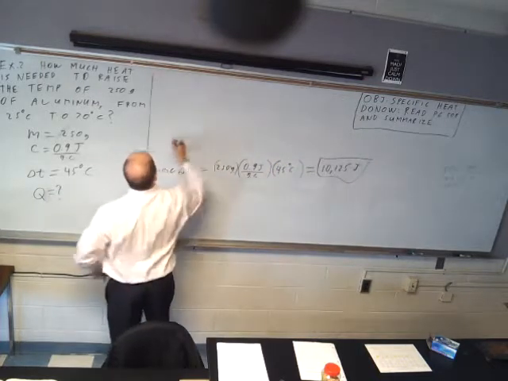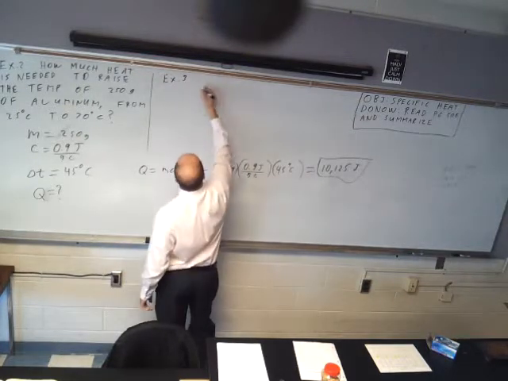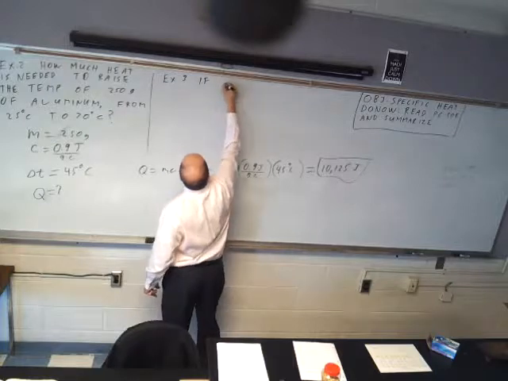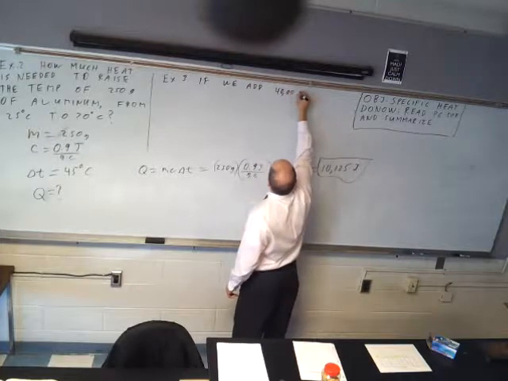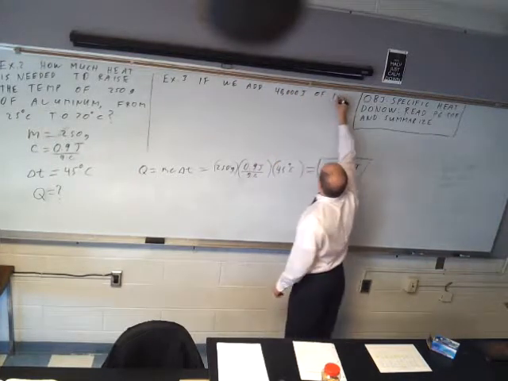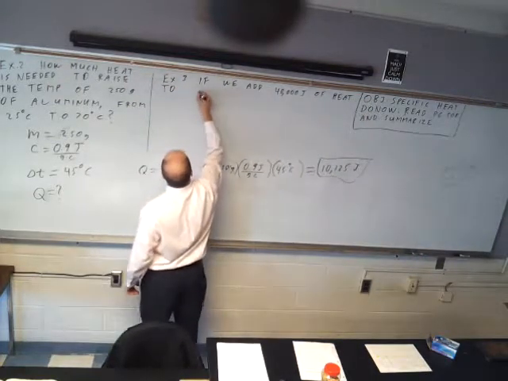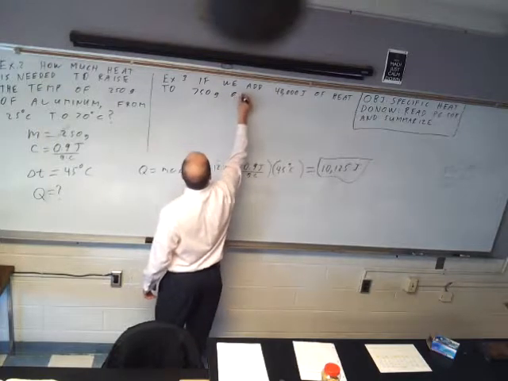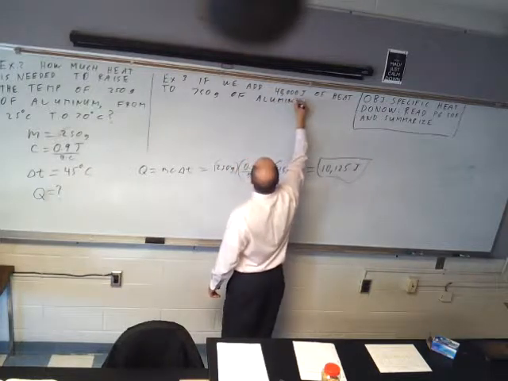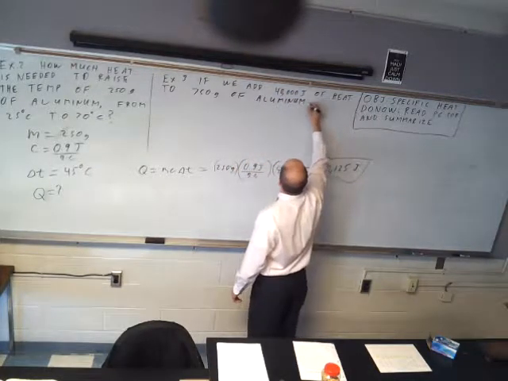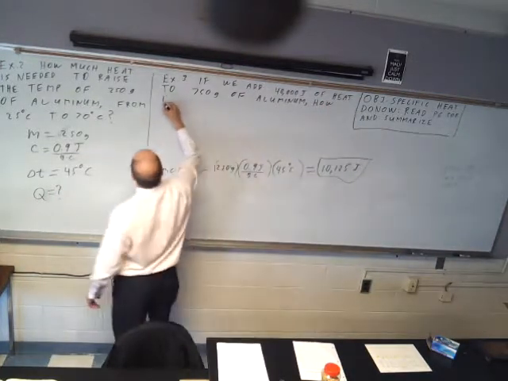Let's do a problem now that's a little bit different. Let's do one where you have to find change in temperature. So if we add 40,000 joules of heat to 750 grams of, let's go with the aluminum again, how much will the temperature go up?